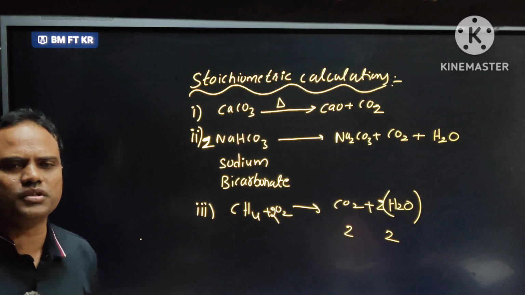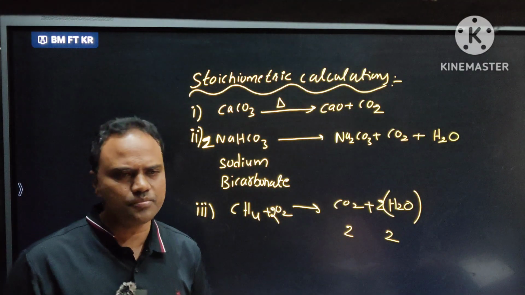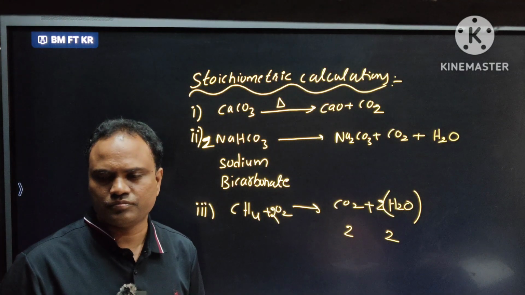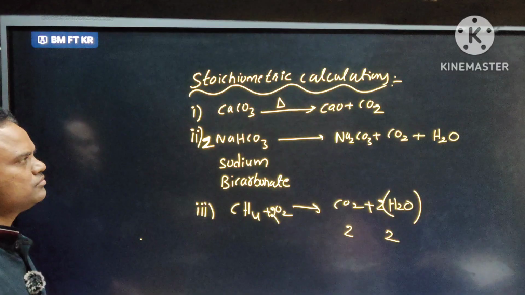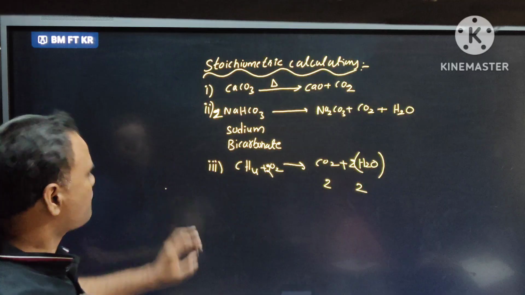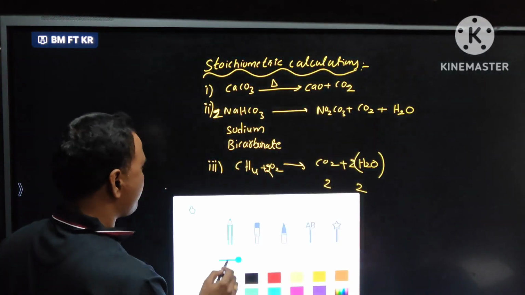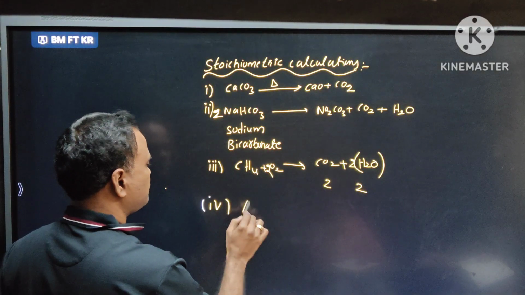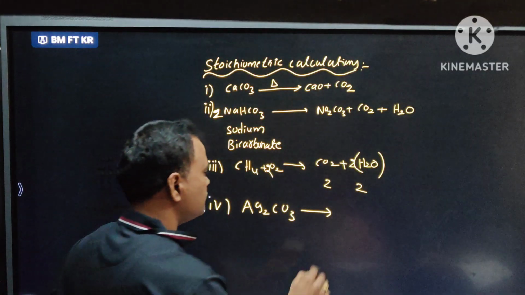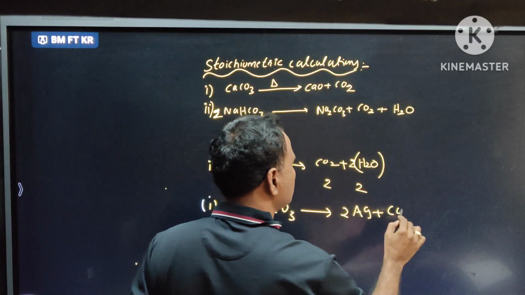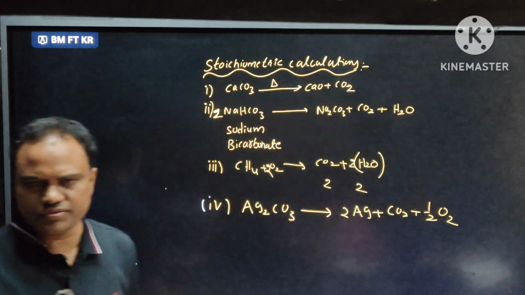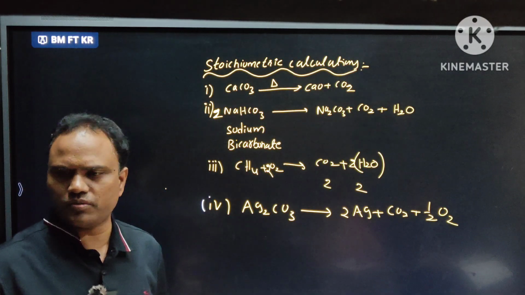Because if you know balancing, then only you can get the questions. Stoichiometry based questions are important in the numericals. And some other reactions also. Look at this. Ag2CO3, what is its name? Silver carbonate. It gives 2Ag plus CO2 plus half O2. Note down this also. Sometimes you won't get the equations, you have to write the equations on your own.